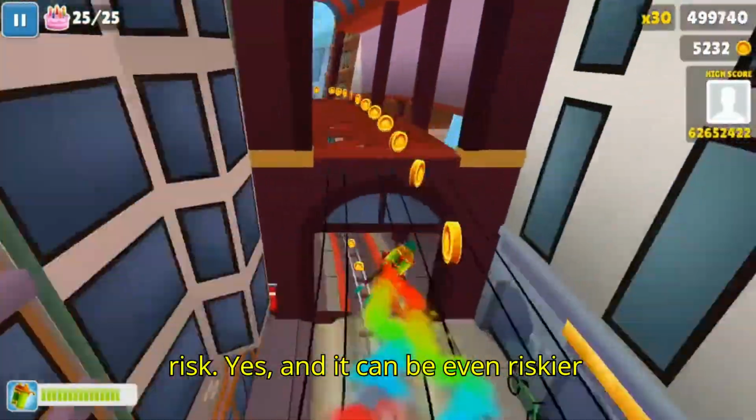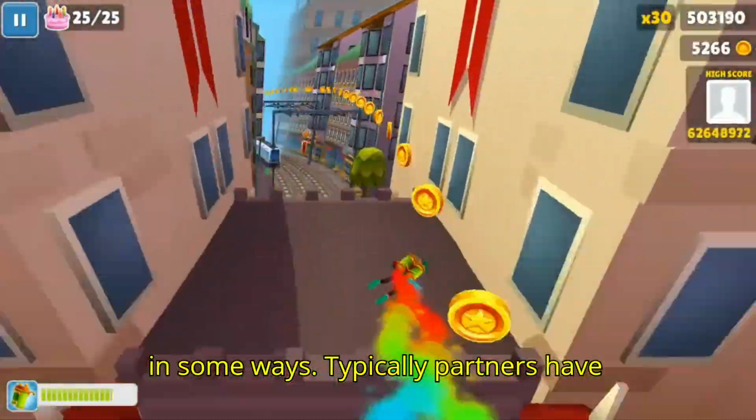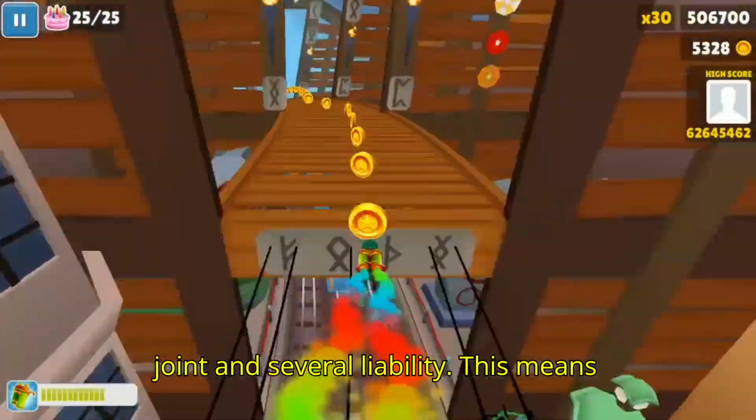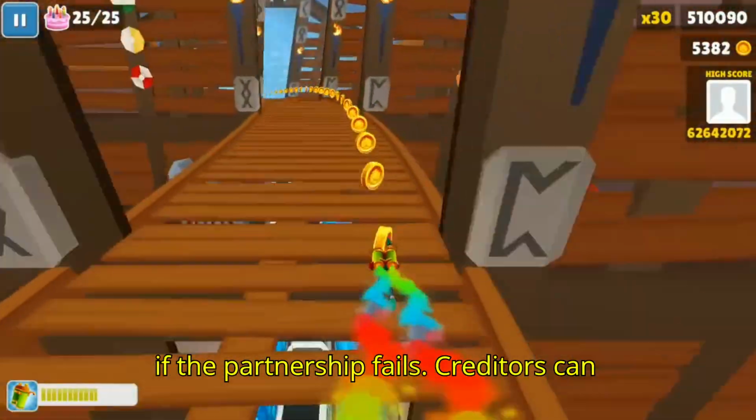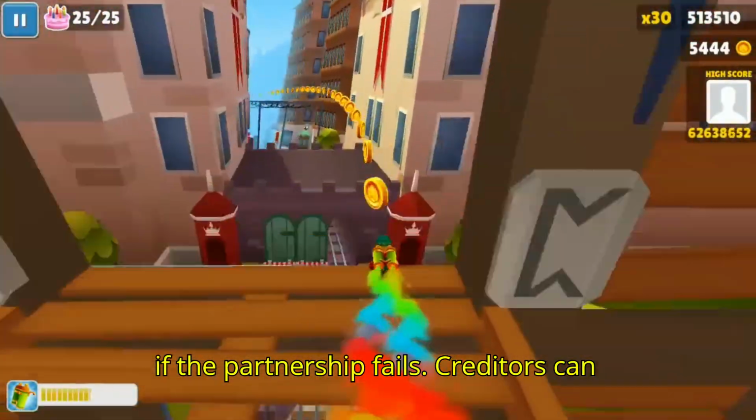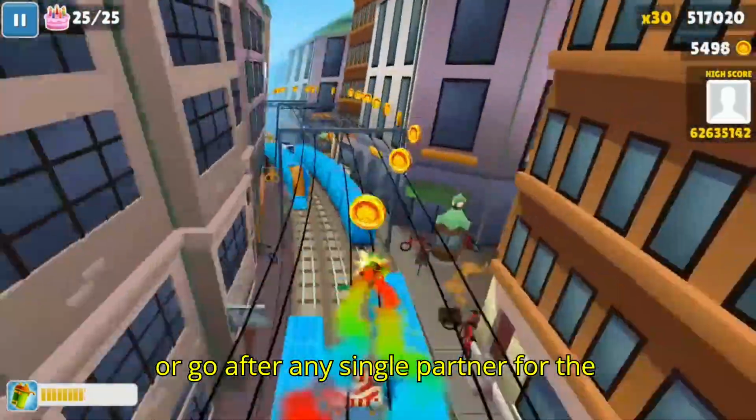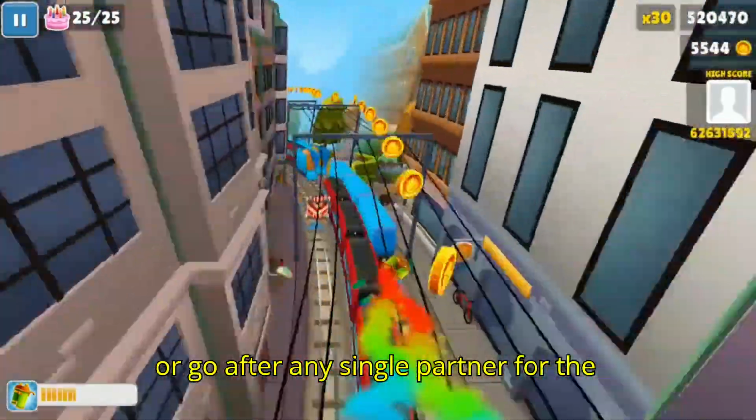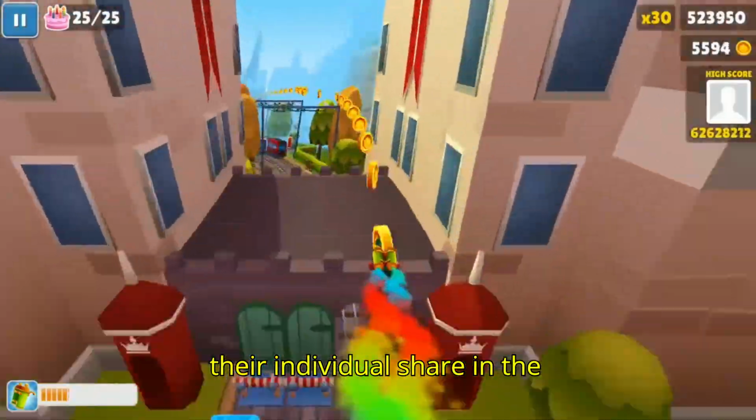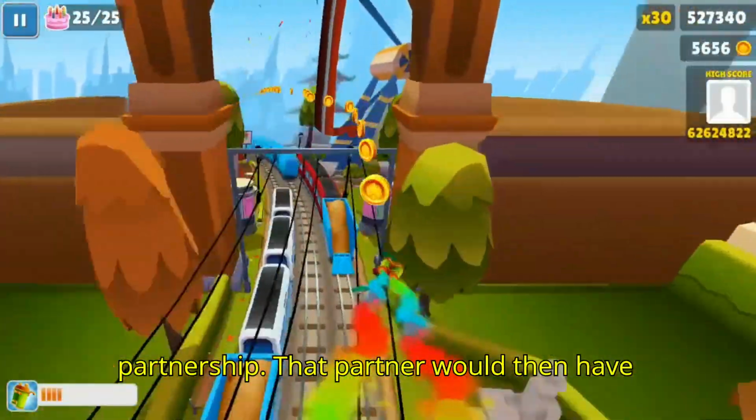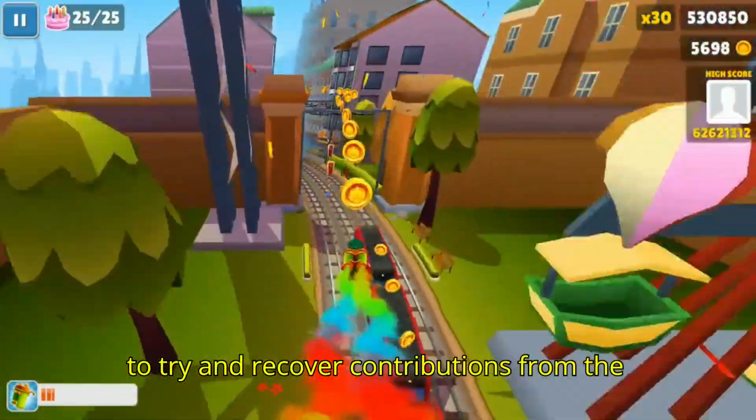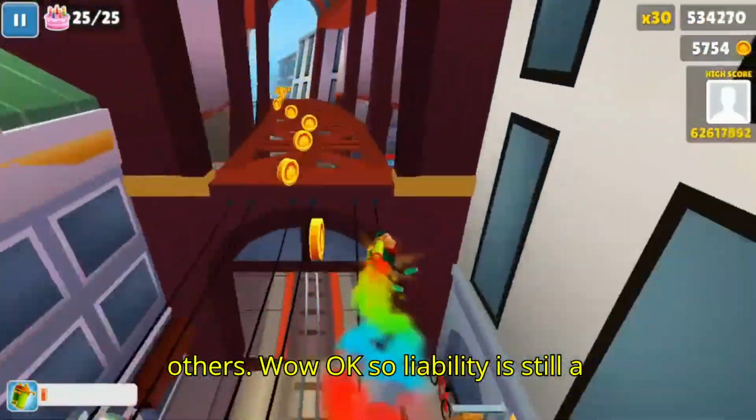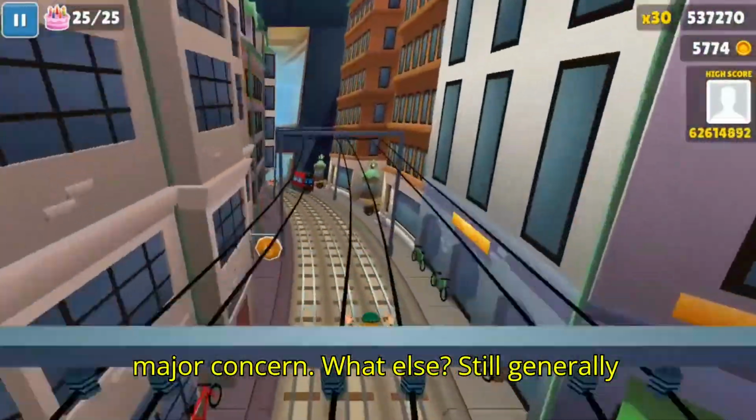Yes. And it can be even riskier in some ways. Typically, partners have joint and several liability. This means if the partnership fails, creditors can pursue all the partners together, jointly, or go after any single partner for the entire debt, severally, regardless of their individual share in the partnership. That partner would then have to try and recover contributions from the others. Wow. Okay, so liability is still a major concern.